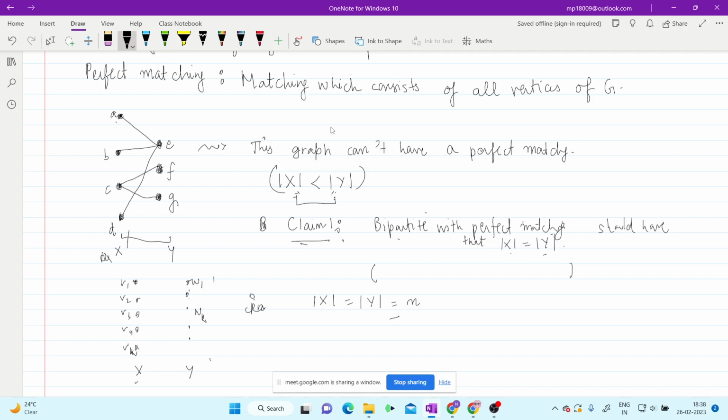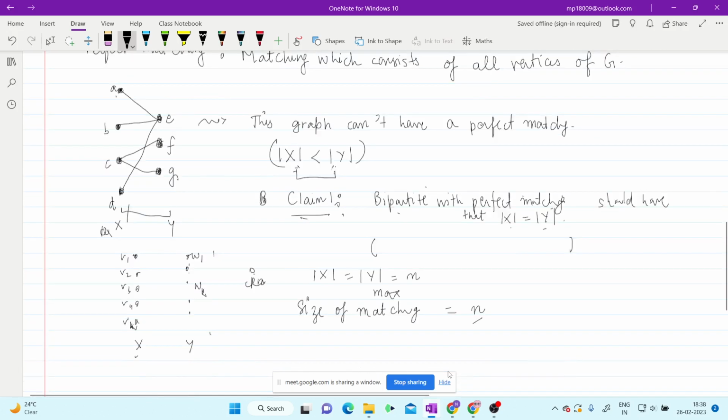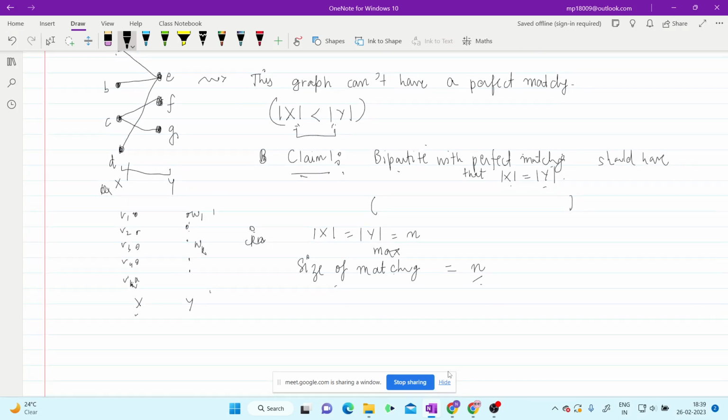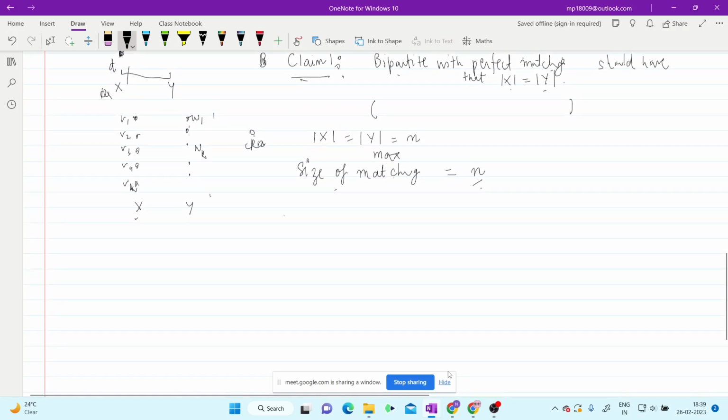So now what do you think will be the size of matching? Size of maximal matching in graph? N. Size of maximal matching will be n. Now we want to find the size of maximum independent set. So if we know that size of maximum matching is n, can we find the size of maximum independent set? So here we'll be using three equalities. First is that we have got that size of maximum matching in G is equal to n.